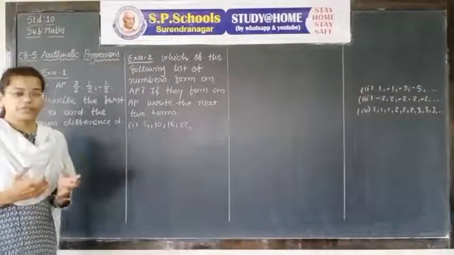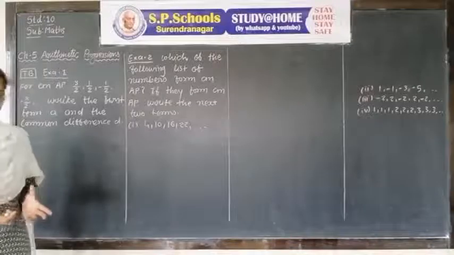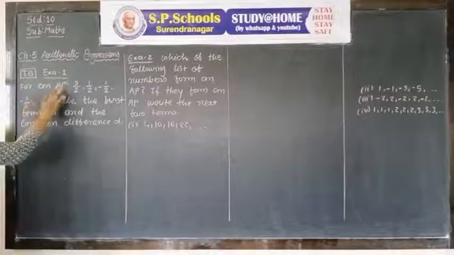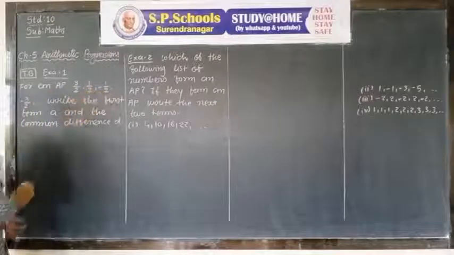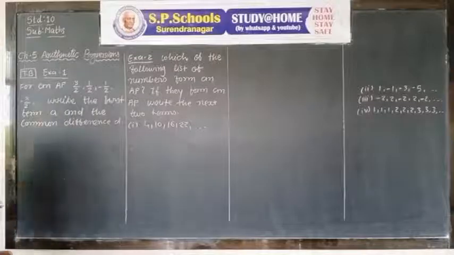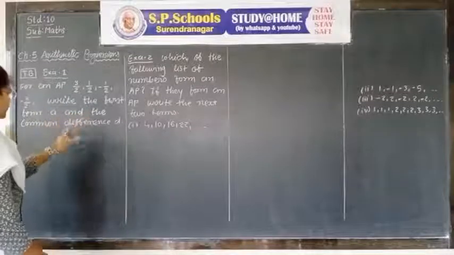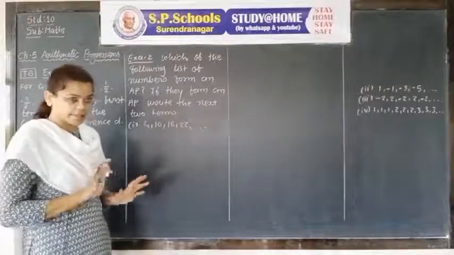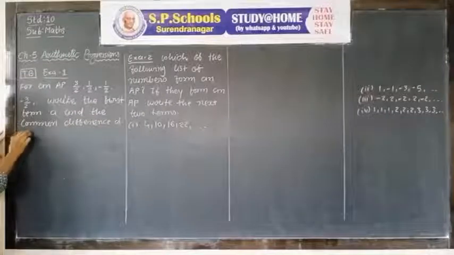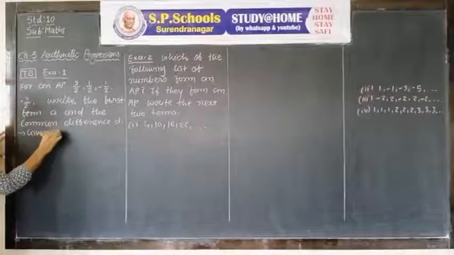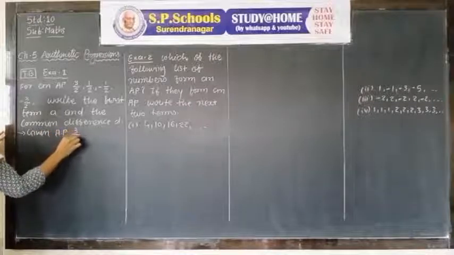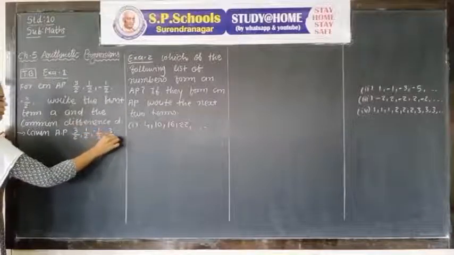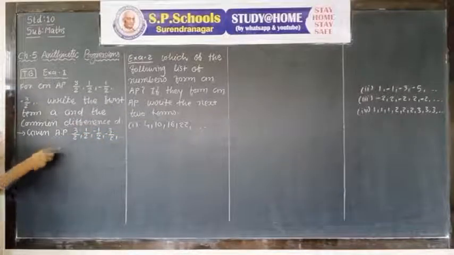Now we know the basic information about the arithmetic progression. Example 1. For an AP, 3 upon 2, 1 upon 2, minus 1 upon 2, minus 3 upon 2, up to infinite, write the first term A and the common difference D. It is already given as an arithmetic progression. We do not need to check whether it is an AP or not. First of all, write the given AP: 3 upon 2, 1 upon 2, minus 1 upon 2, minus 3 upon 2, up to infinite. The first number is called the first term.